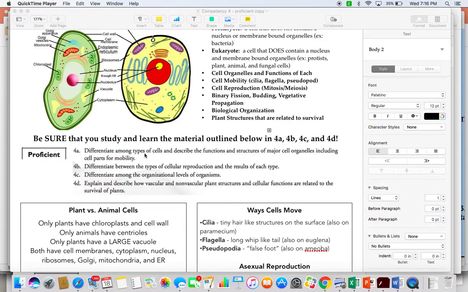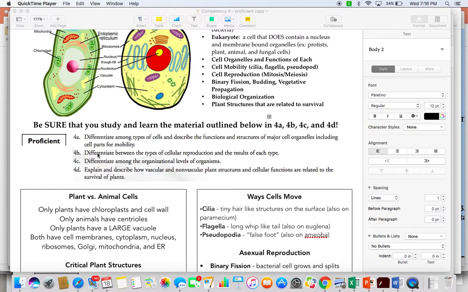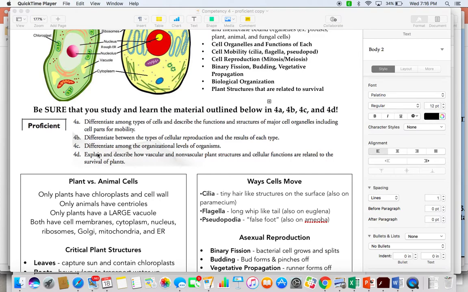The first thing is that we need to distinguish between the different types of cells that we have and their functions, and then also look at their organelles and how they move around. Then we're going to look at how they reproduce, which is the second part, and that includes mitosis and meiosis. We also have to learn the different levels of organization. So we're going to look at the difference between cells and tissues and organs and systems. And then finally, we're going to go over how vascular and non-vascular plants are, how their structures really are related to their survival.